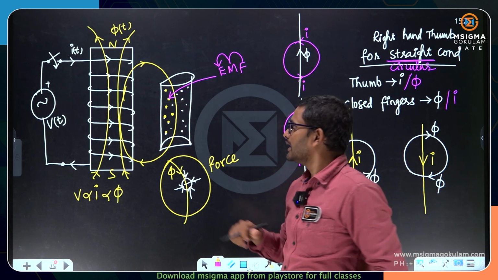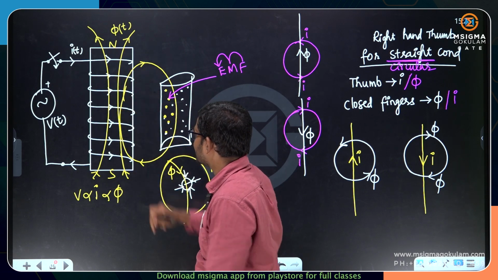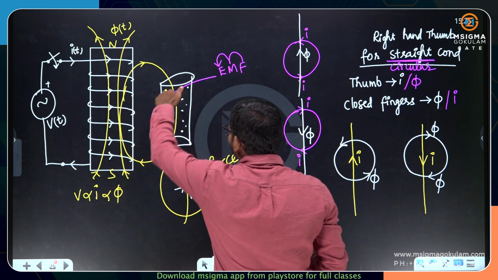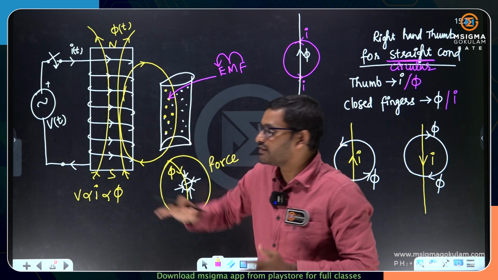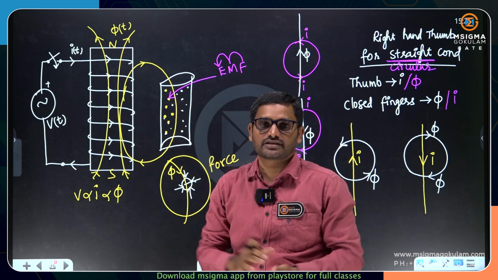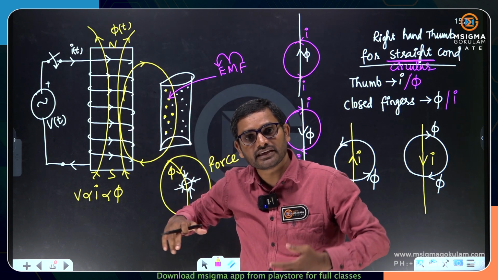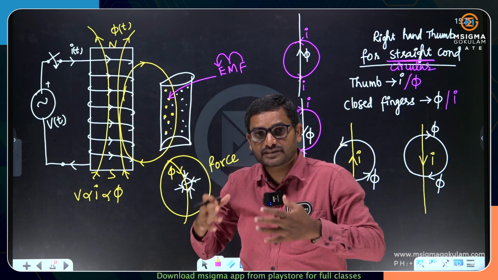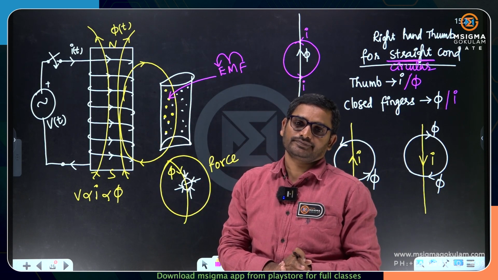Here the flux line is changing, right? If the flux line is 1, it might be creating a force on 4 to 5 electrons. If the flux line is increasing, it might be creating a force on a few more electrons. If the flux line increases still further, more electrons can experience more force.